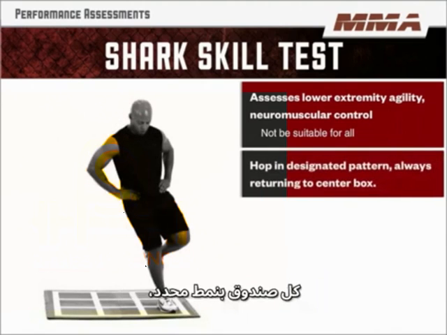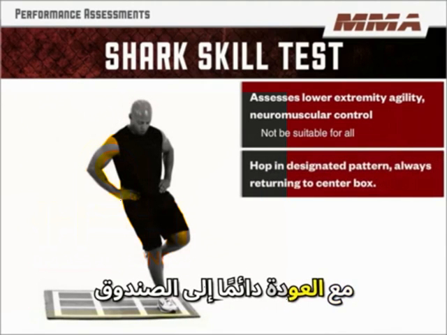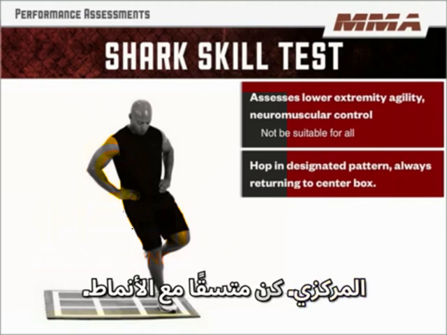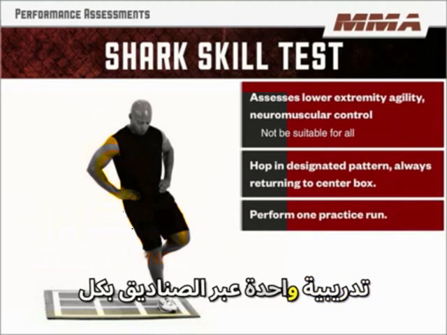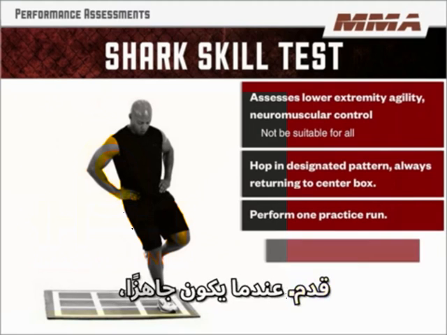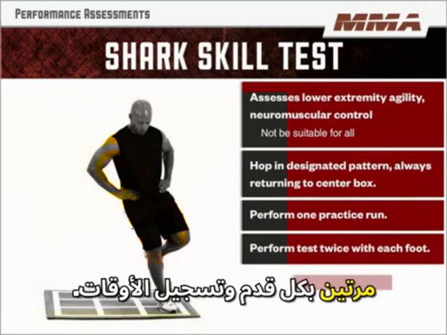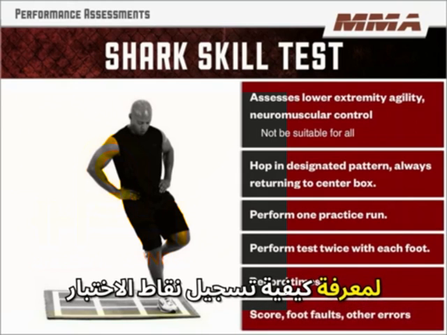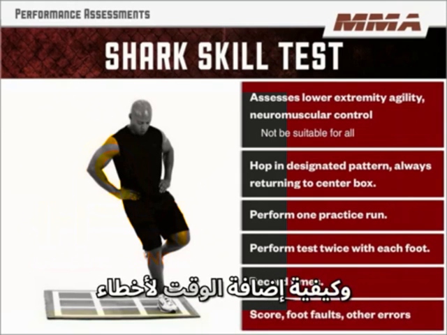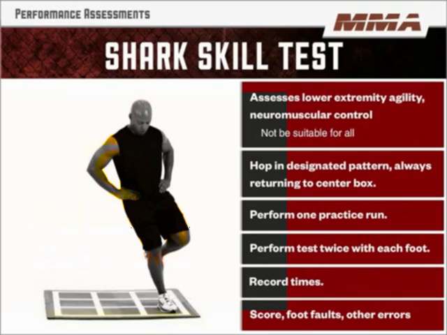Instruct him to hop to each box in a designated pattern, always returning to the center box. Be consistent with the patterns. Have your client perform one practice run through the boxes with each foot. When ready, have your client perform the test twice with each foot and record the times. Consult your manual on how to score the test and how to add time for foot faults and other errors.